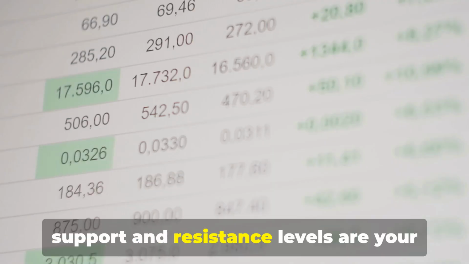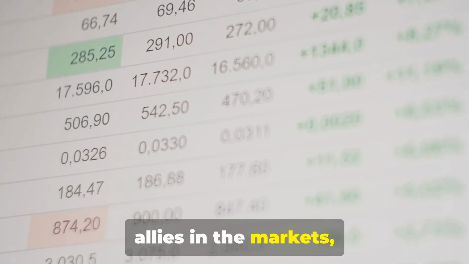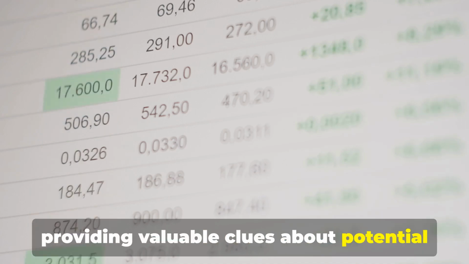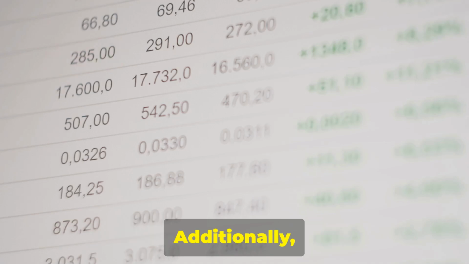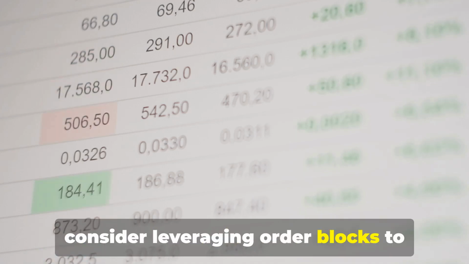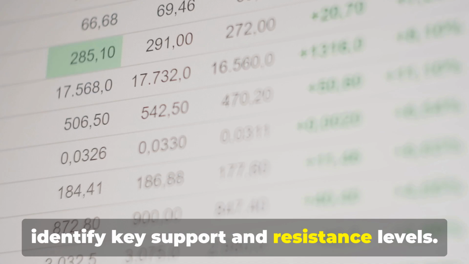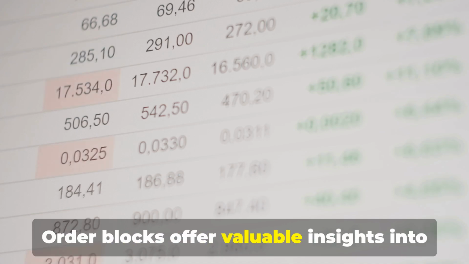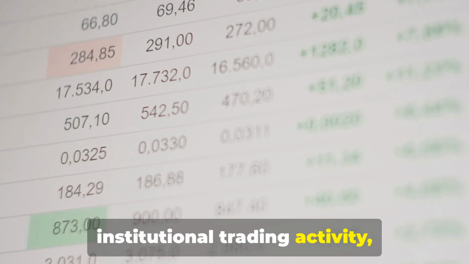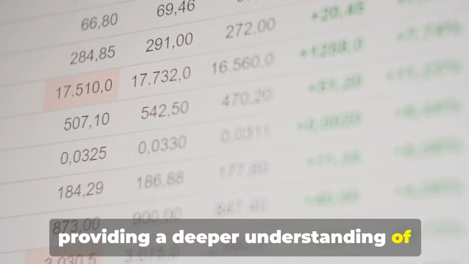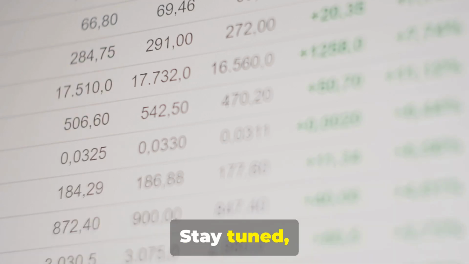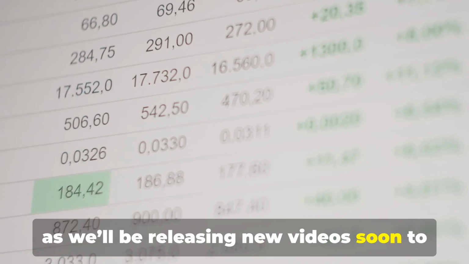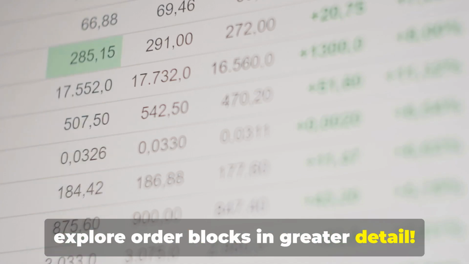Remember, support and resistance levels are your allies in the markets, providing valuable clues about potential turning points, entry and exit points, and risk management. Additionally, consider leveraging order blocks to identify key support and resistance levels. Order blocks offer valuable insights into institutional trading activity, providing a deeper understanding of market behavior and enhancing your trading strategy. Stay tuned, as we'll be releasing new videos soon to explore order blocks in greater detail.